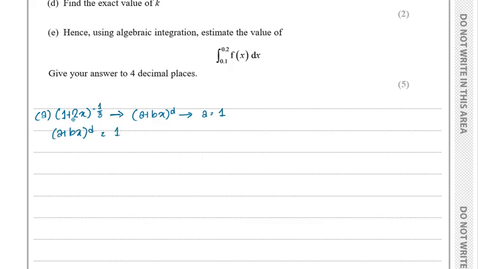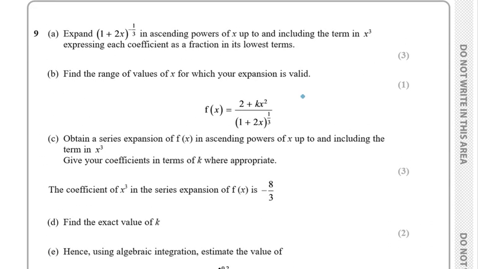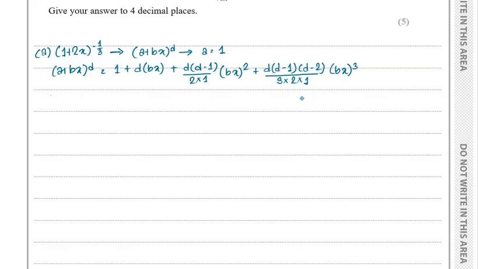At first I write the first term, which is 1, plus d multiplied by bx, the second term. The third term would be d multiplied by d minus 1 divided by 2 multiplied by bx squared, plus d multiplied by d minus 1 multiplied by d minus 2 divided by 3 multiplied by 2 multiplied by 1 bx cubed. So they have asked to expand till x to the power 3, and for that reason I'm expanding till the fourth term.